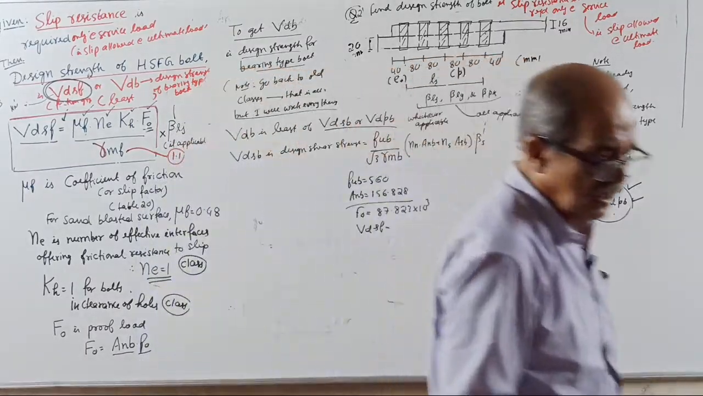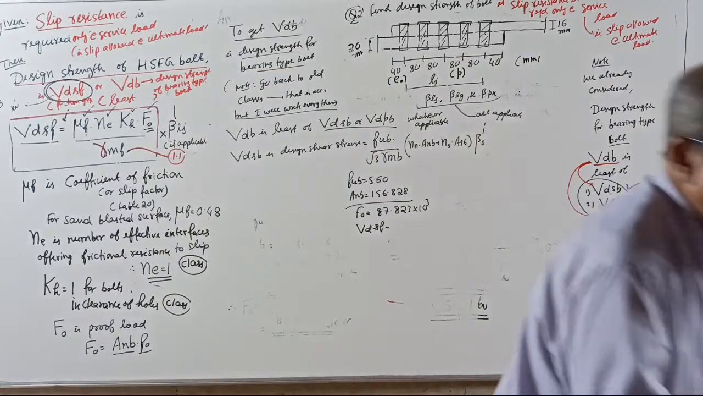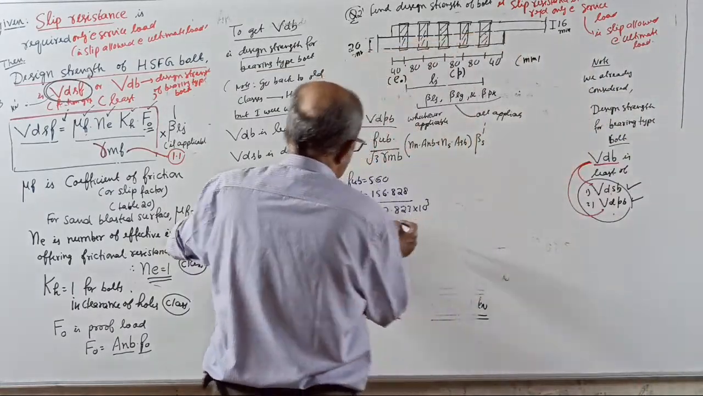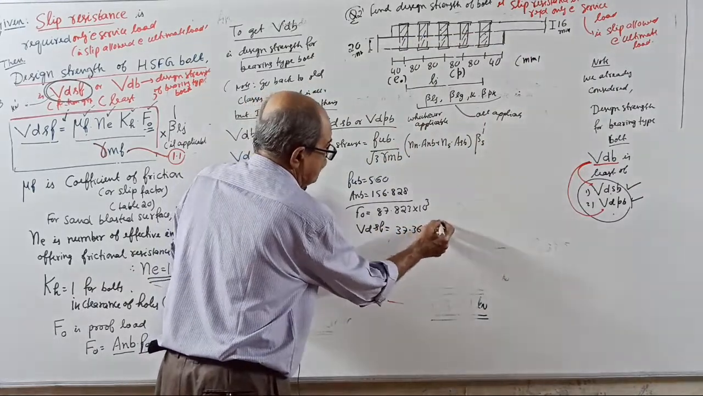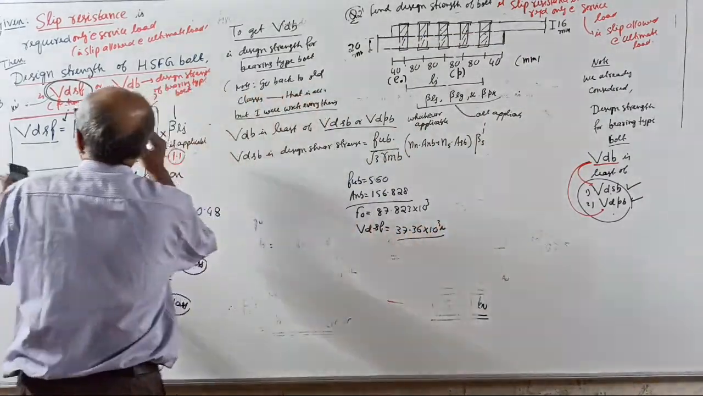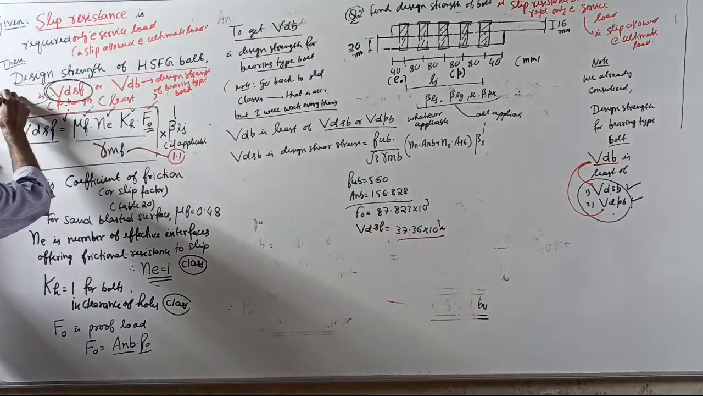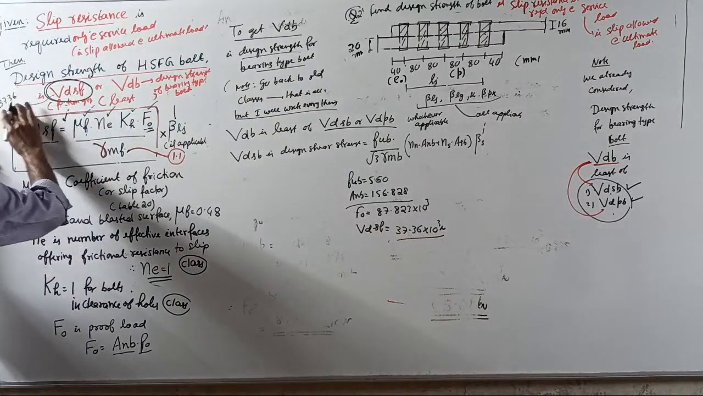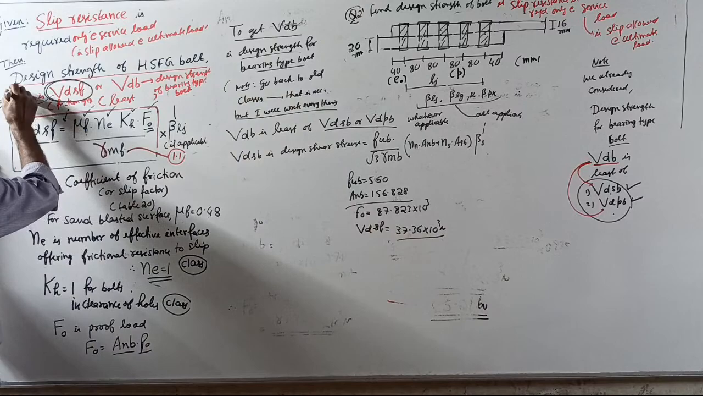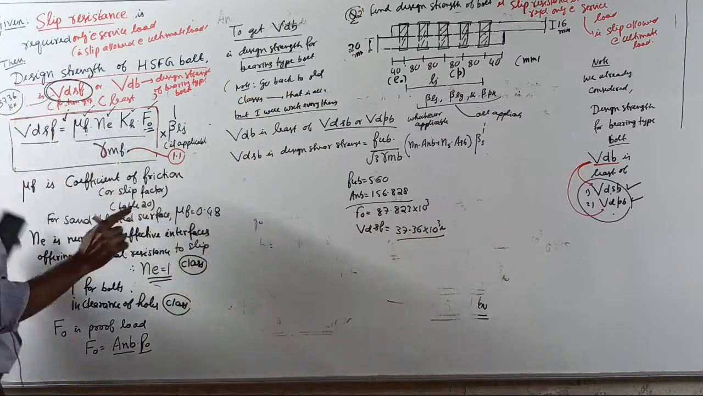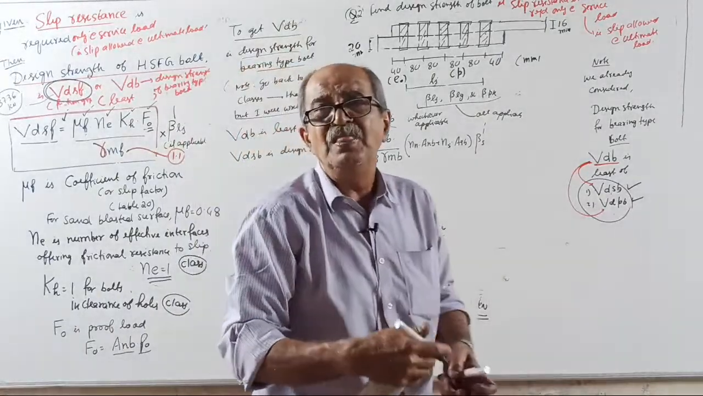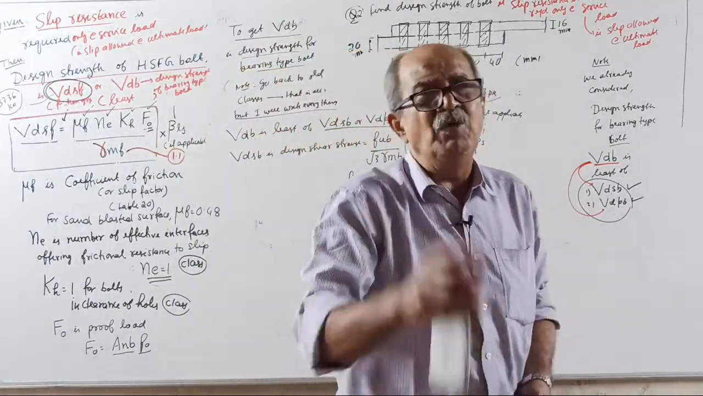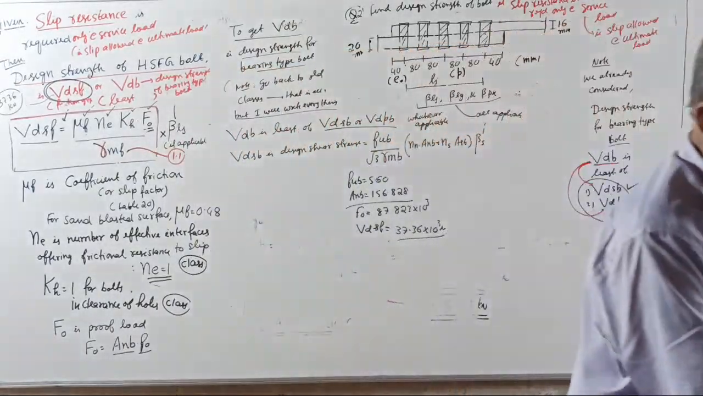37.36. Then why did you tell the wrong value earlier? This is called unnecessary troubling me in the class. If it is a college class, by this time I would have walked out of the class. I would have told sorry, not continuing.